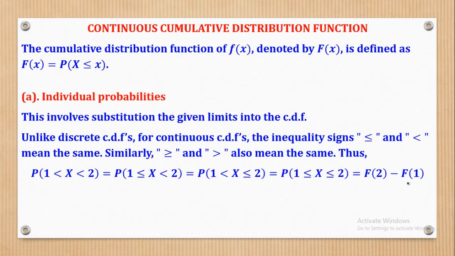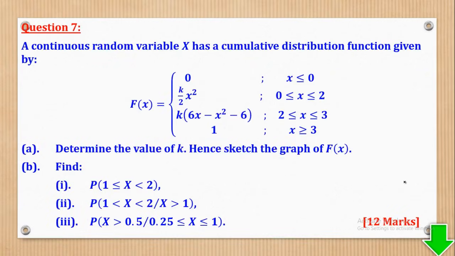So let's see how this concept can be used. A continuous random variable x has a cumulative distribution function. So this is how you can distinguish PDF and CDF. They will always specify that this is a PDF or this is a CDF. But if they don't specify, then look at the case of the f.